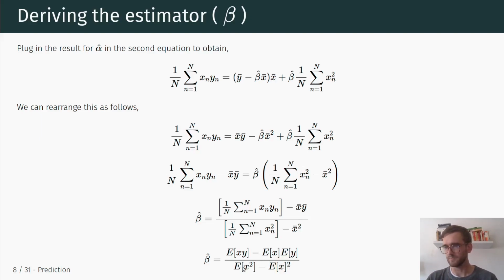Note the difference here. One is the expectation, the average of the x squares, and the other one is the square of the average, or the square of the expectation of x.